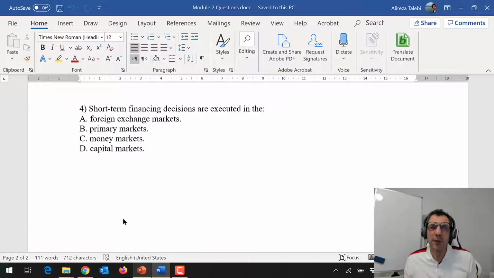B is talking about the primary market. That's a different category, when a company is looking to raise funds. This is happening in the primary market. We talk about examples such as IPO and SEO. Forex market or foreign exchange markets, when you are buying or selling different currencies. This is happening in the Forex or foreign exchange market. So the answer should be C.